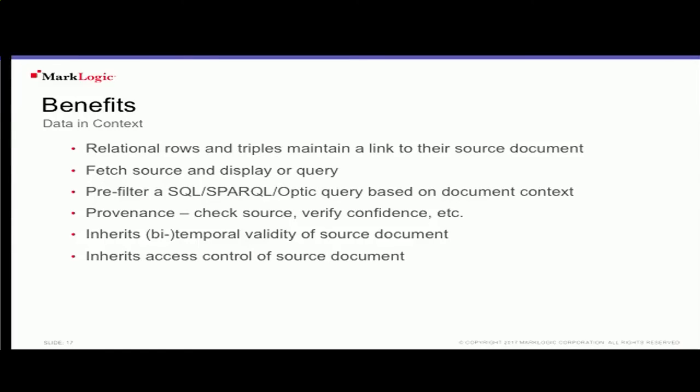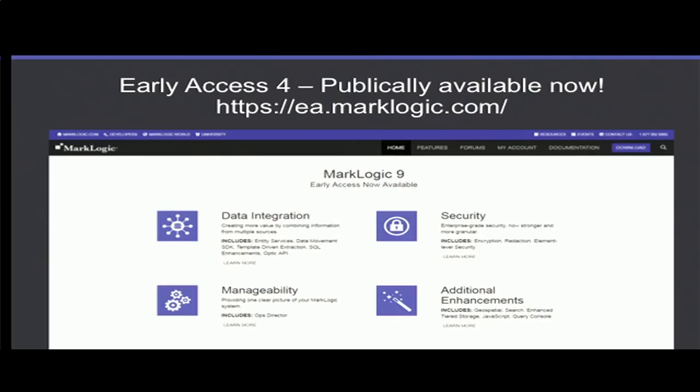So whatever permissions you put on that source document apply to any generated data, so the rows and the triples can't be seen if you can't see the document. And so there's no problems, therefore, with security leakage when you change between models.